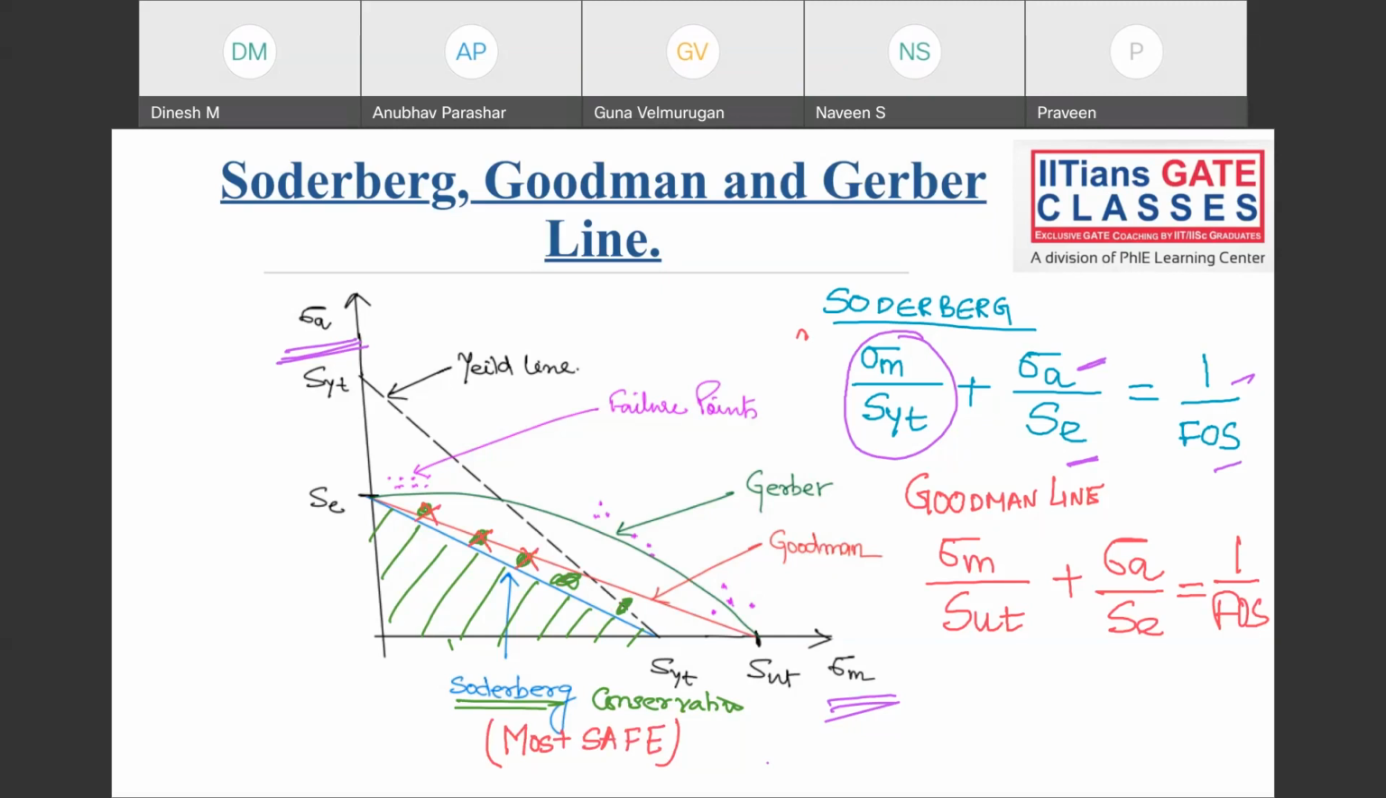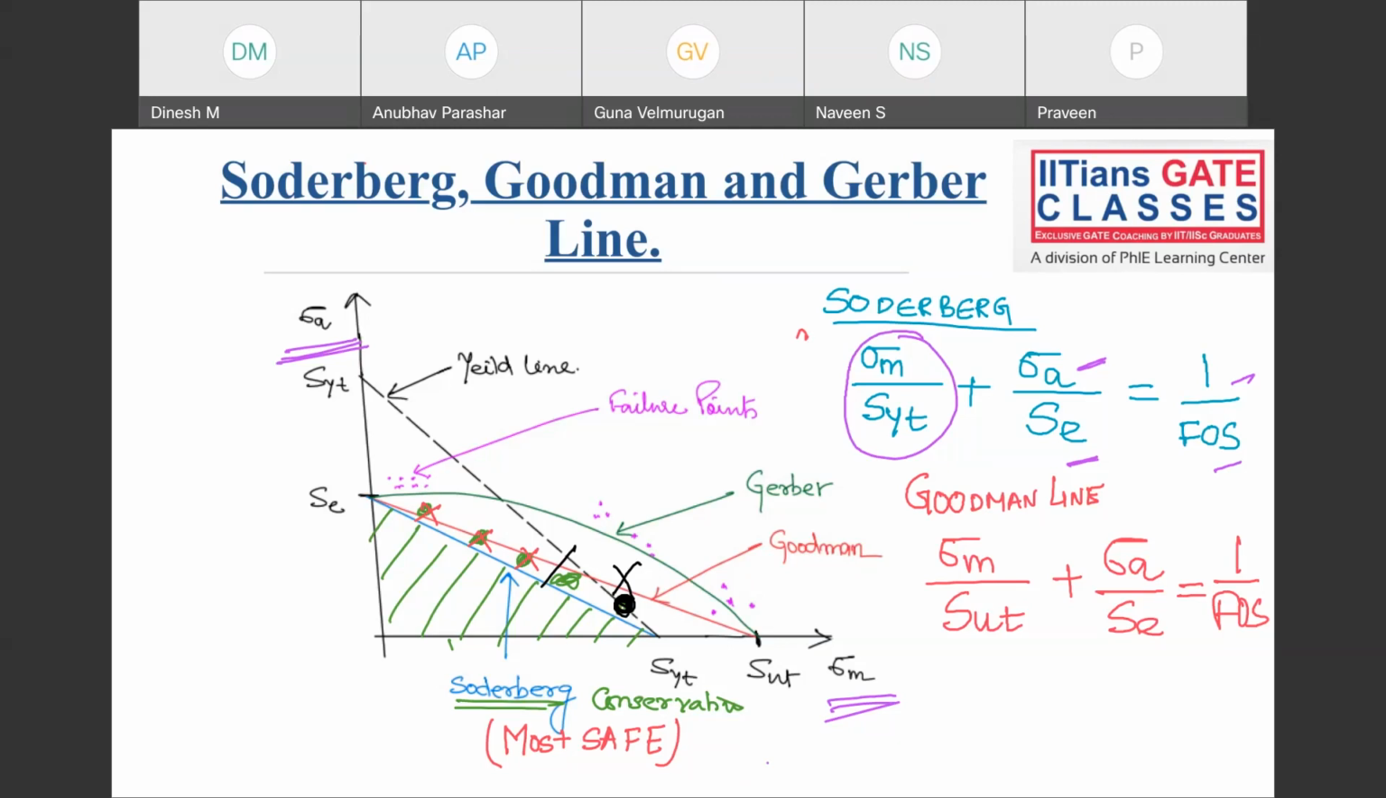See, if I take this point, let me say point X, this point is safe for Goodman, it is safe for Gerber, but it is unsafe for Soderberg. Can you see point X? Point X is below the red line, means it is safe for Goodman. Point X is below the green line, Gerber line, it means it is safe for Gerber. But the point X is above the Soderberg line, blue line, means Soderberg is saying that no, this point is not safe. So Soderberg is the most conservative of all the three criteria.